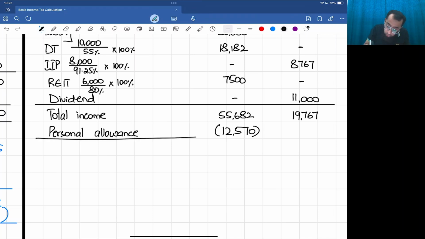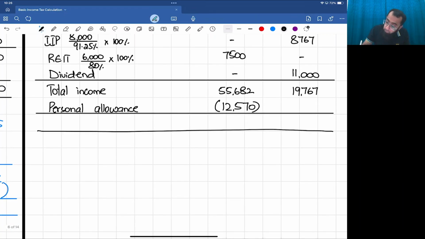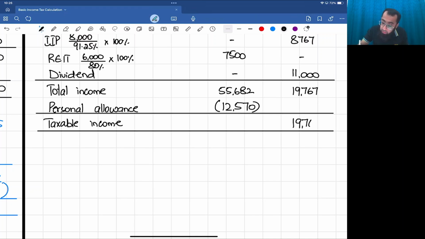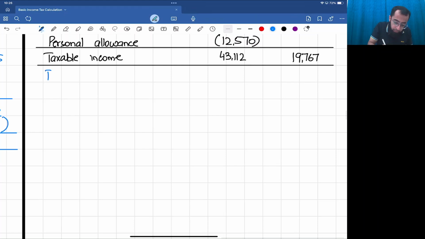12,570, you arrive at the value of taxable income. Okay, here you go. This is your taxable income. It's 19,767 here and 12,570. So it's 43,112. Done? Now you'll charge tax on it, a routine working.